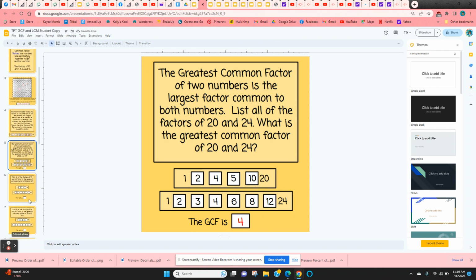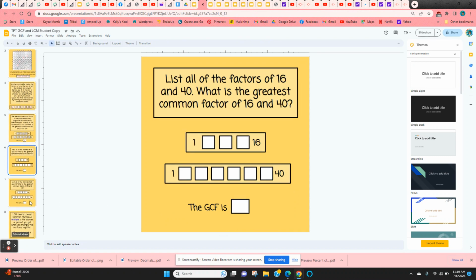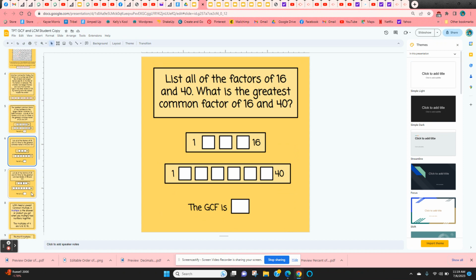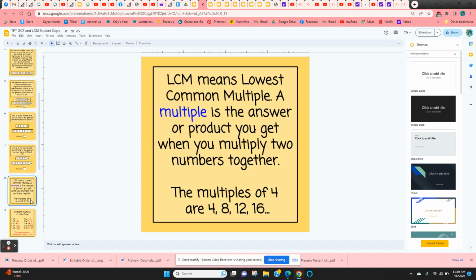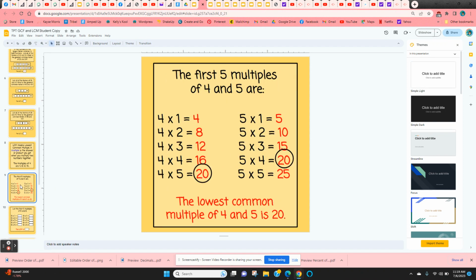Okay, so the students have a few more of those to do. Find the factors and then find the greatest common factor. Then we go on to LCM. LCM means the lowest common multiple, and it explains to the students what a multiple is. So here's an example. The first 5 multiples of 4 and 5.